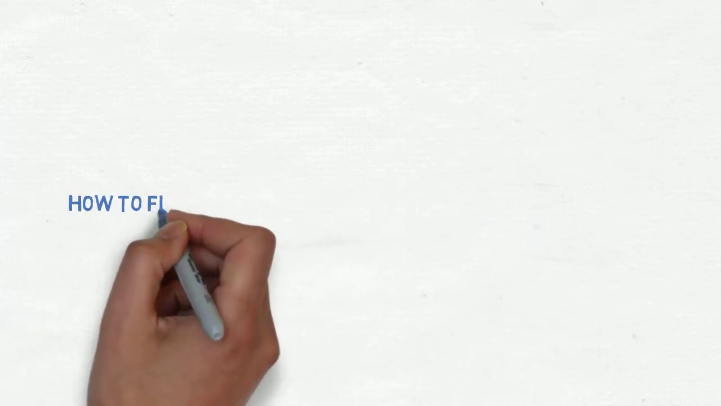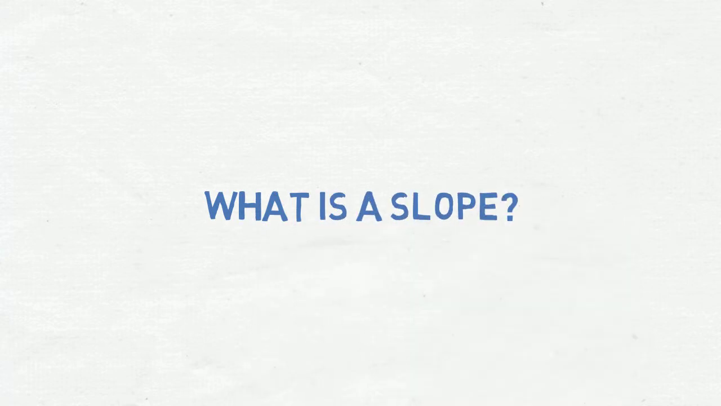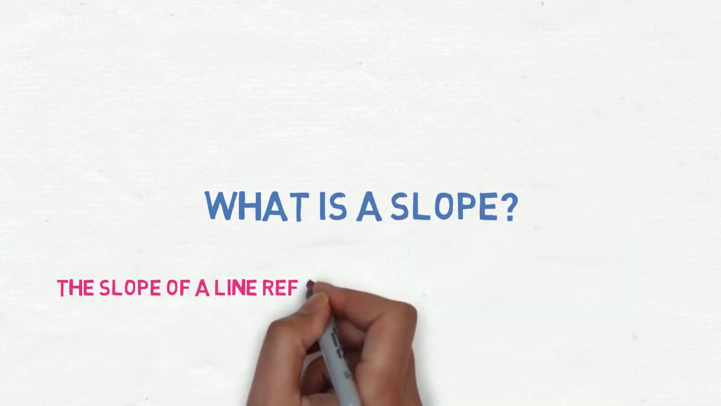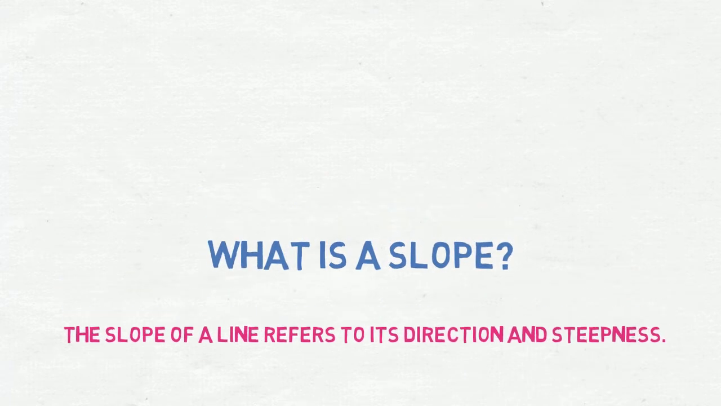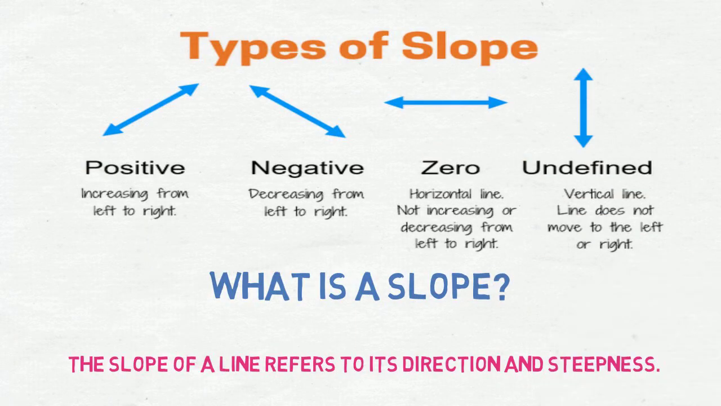Hey all, in this video we are going to learn about how to find the slope in linear regression. Before that, let's find out what is a slope. The slope of a line refers to its direction and steepness. And there are four types of slope: positive, negative, zero and undefined.